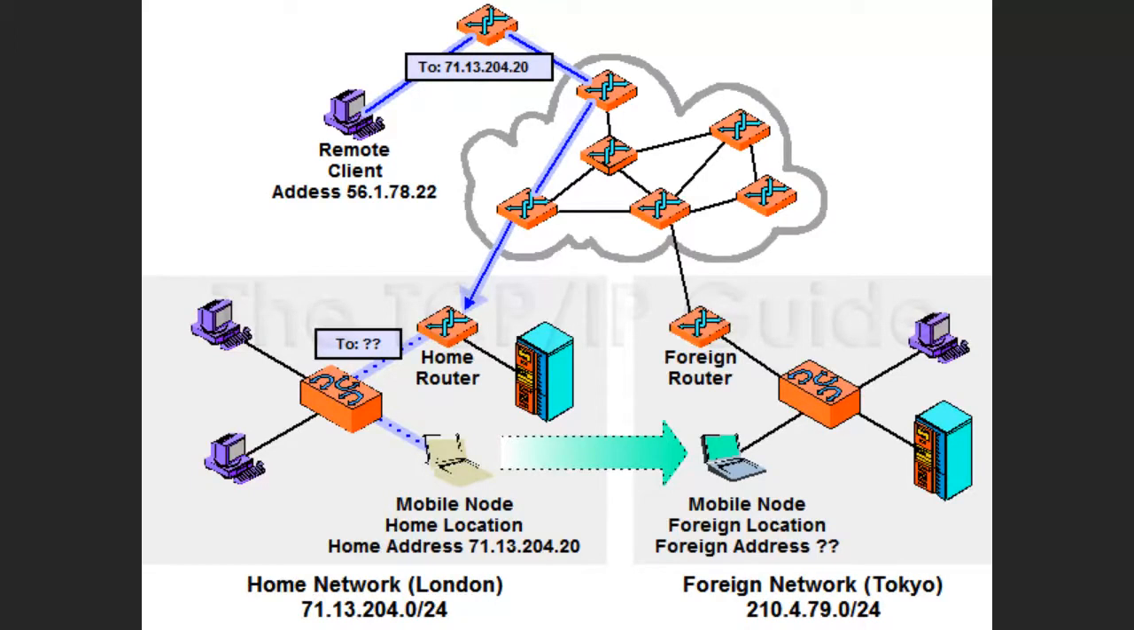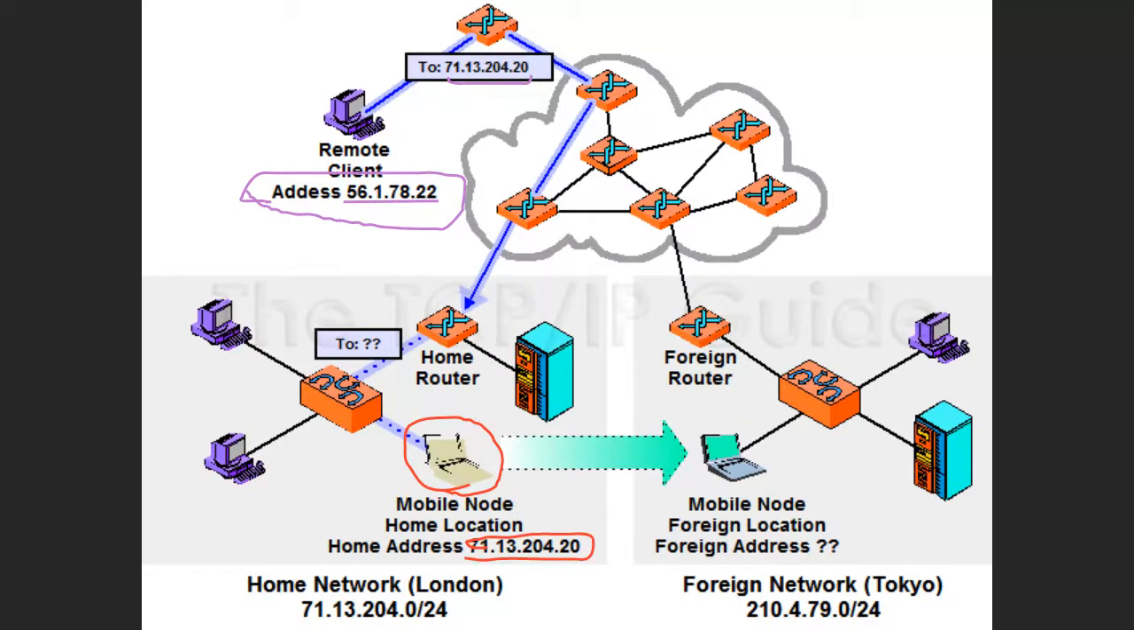Okay. So over here, now, how this thing works in terms of IP addresses. Suppose you have this remote client which is trying to send data, and the remote sender has the IP address 56.172.78.22. It is trying to send data to the IP address 71.13.240.20, which is the home network IP address of one of the mobile node hosts. So this was the IP address of that system.